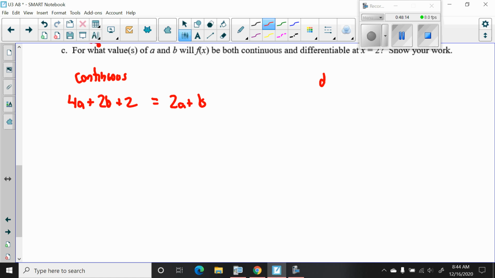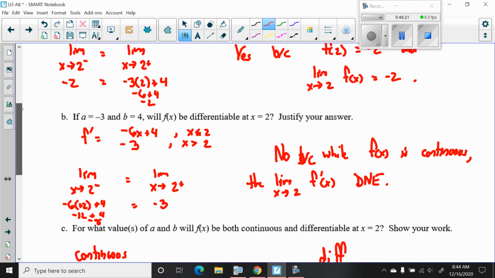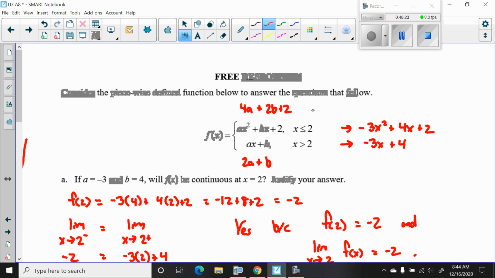To be differentiable, then the derivatives have to be equal when x is 2. And let's see, the derivative of the top one would be 2ax plus b. So if we plug in 2, that would just be 4a plus b. And the bottom, the derivative would just be a. So where is 4a plus b equal to a?